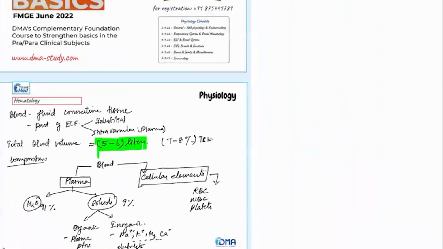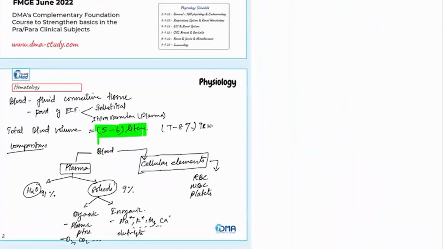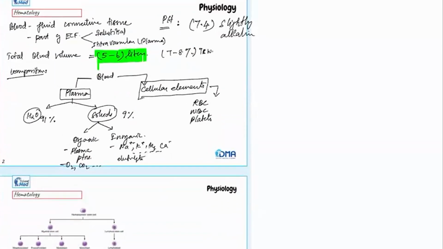Okay, clear? So now when dealing with the pH, the normal pH of the blood is 7.4. So it means it is slightly alkaline. Okay, so this is about the simple definition and the introduction of the blood.